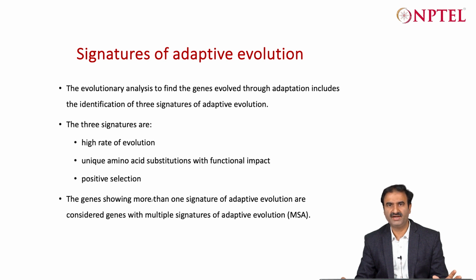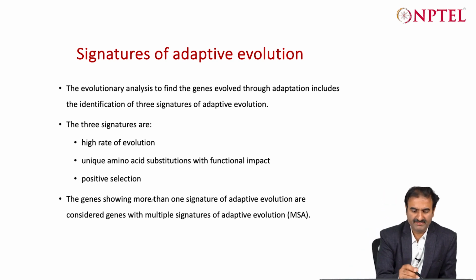After the tree, once we have the sequencing done, multiple sequence alignment done, and the orthology determined, we will go for the analysis. So look for the signs of adaptations or adaptive evolution. Okay, so there could be several ways of doing this. For example, higher rates of evolution.